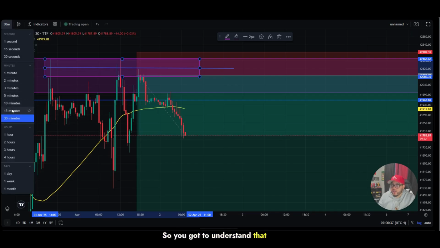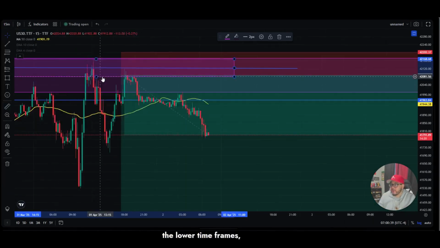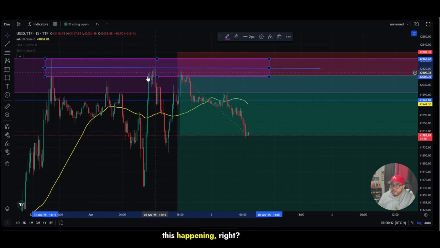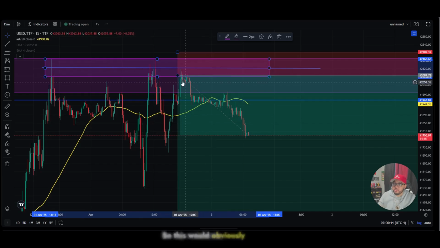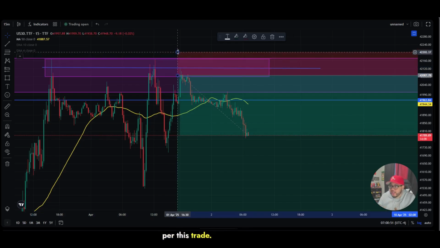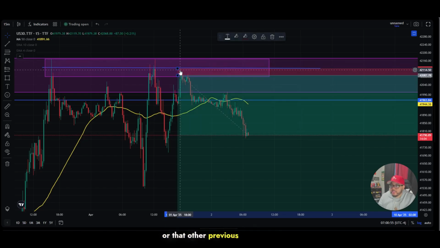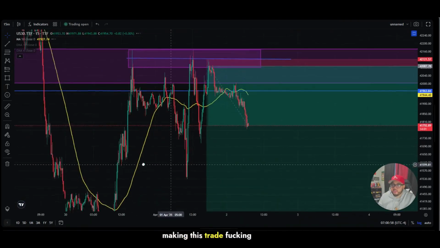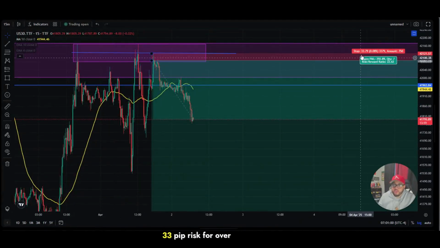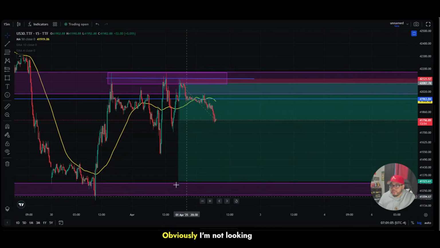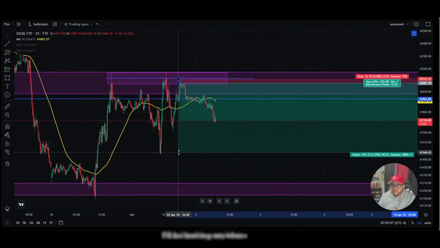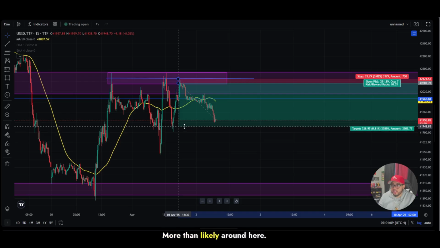So you got to understand that when you're moving into the lower time frames, when you see little candles like this happening, right? So this would obviously be my resistance. I start to see momentum slow down. If I wanted to be stingy on how much I risk per this trade, I could have went down here and either took these highs up here or the other previous highs right here, making this trade worth it. 33 pip risk for over 229 pip gain. Obviously, I'm not looking for that. I'll be looking anywhere from here to over here, more than likely around here.